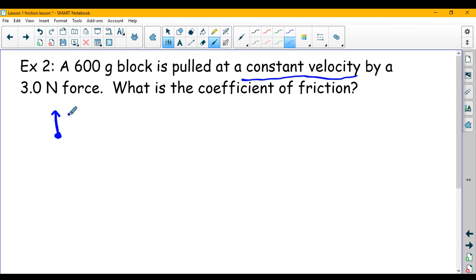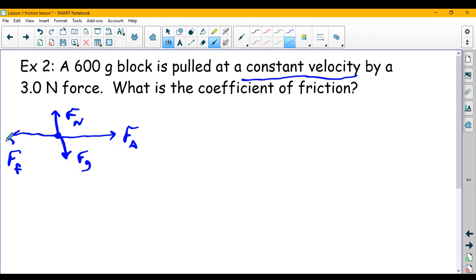I know I'm going to have a normal force because it's sitting on a surface, and I'm going to have the gravity force pulling down, right? Those two are definitely there. I also have an applied force because it says it's being pulled. But this is the important thing, is constant velocity. Constant velocity means I must have balanced forces. It means that my applied force and the opposing friction force are going to be equal.